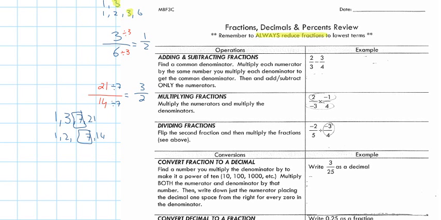So this is at the end, when you're done your question, when you've done whatever you need to do, you have to make sure that you reduce, okay, to the lowest terms. Are we okay with that?